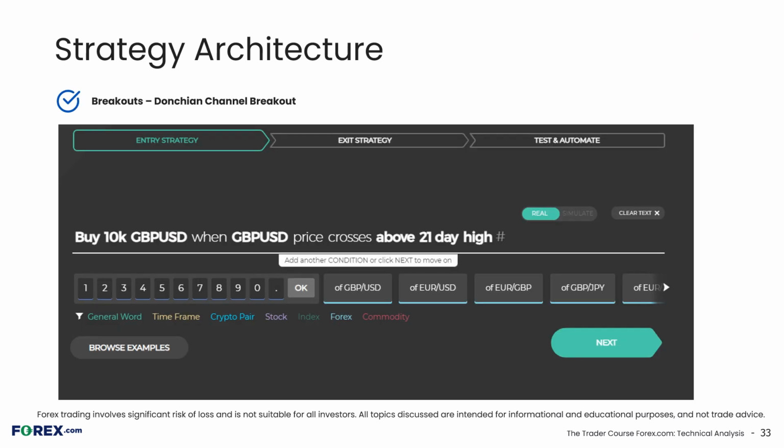On this screen, we're looking at the entry logic for the strategy that we had just discussed. In this case, the strategy is set to buy 10K pound dollar when the pound dollar price crosses above the 20-day high. Again, that's looking to take advantage of that new fresh extreme by buying in anticipation that it might continue to go higher. But again, the point here is not the entry logic. It's to see how the exit logic could make the strategy better or worse, and whether or not it's even something we'd want to work with.